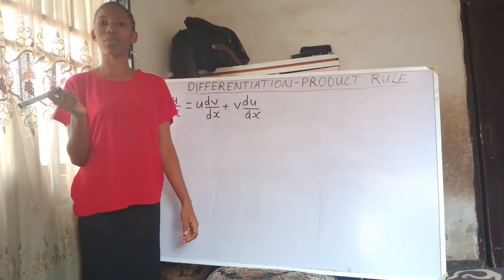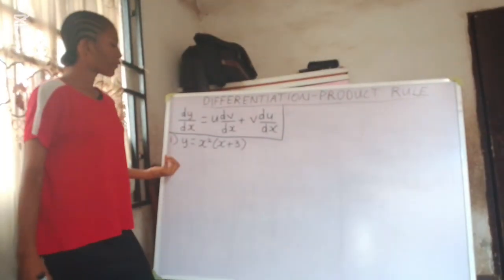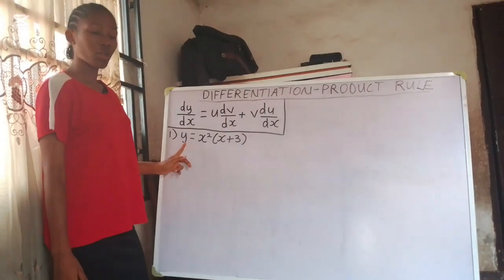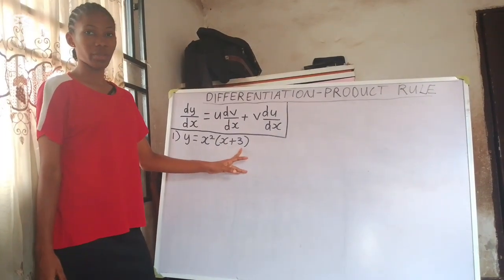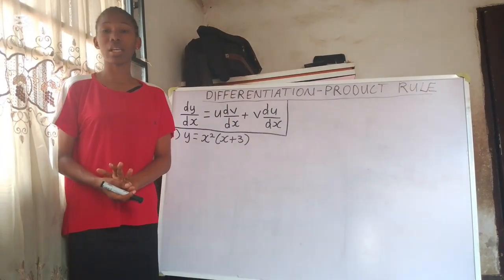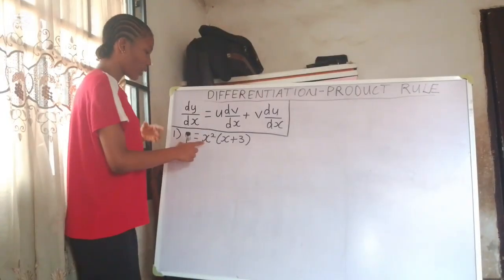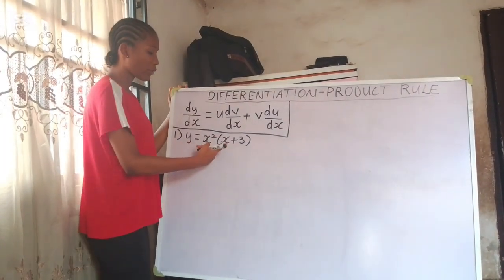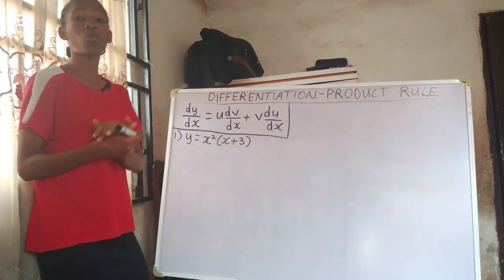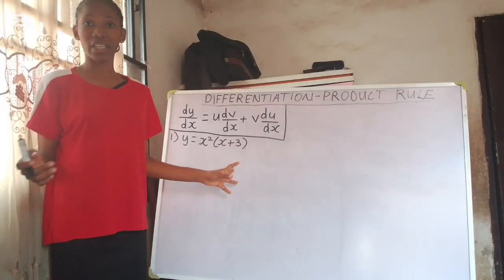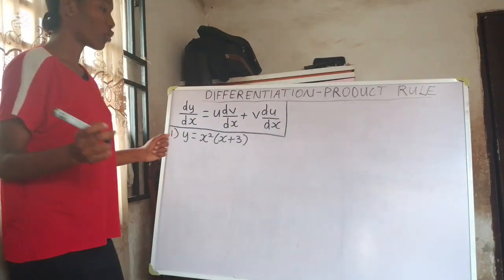Let me give you an example. For example, let's try differentiating this function. Our function here says y equals x squared, then in the bracket we have x plus 3. Now we do know that brackets can also stand for multiplication. So in this case, like a 2-in-1 function, we have the function x squared and the function x plus 3 multiplying each other. We have two ways to do this. Either you expand the brackets or you use the product rule. Now let's make use of the product rule.